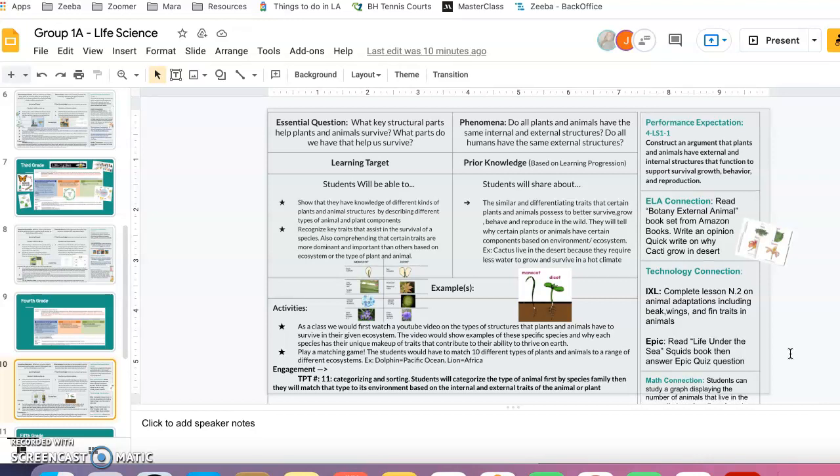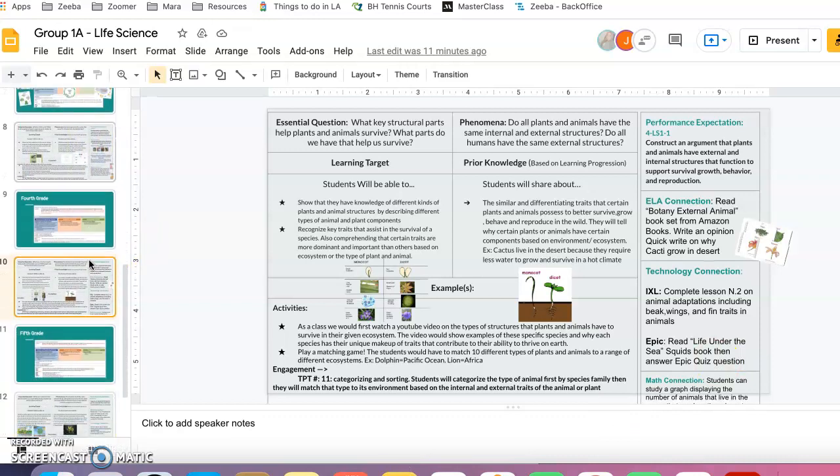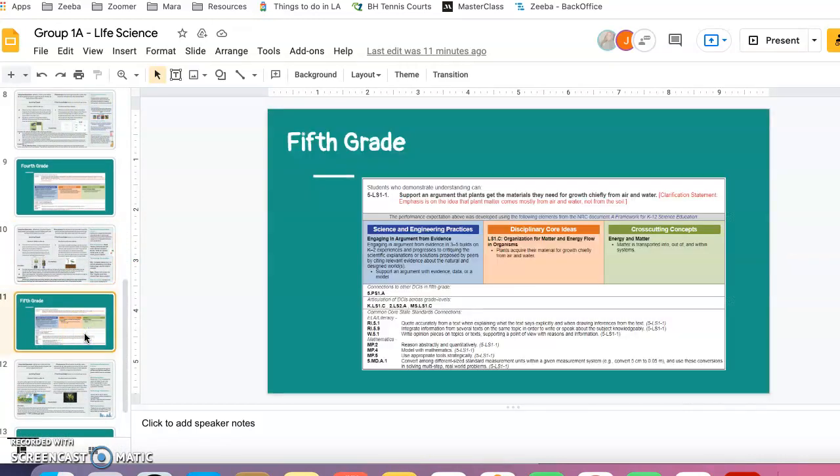Students can study graphs in terms of cross connection. In terms of math, they can study graphs and graphs that could display, for example, the number of animals that live in the rainforest versus the number of animals that, for example, live in the ocean or the desert. Moving on now, we have fifth grade.